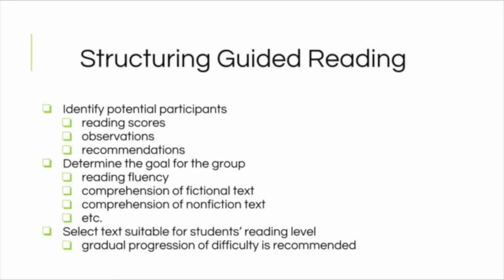You want to identify potential participants, whether it's through reading scores, observations, or recommendations. Then you determine the goal for the group. Again, fluency, comprehension, decoding, what have you. Next, you want to select text suitable for students' reading level. The ideal is to have a gradual progression of difficulty so you can strengthen students' skills.